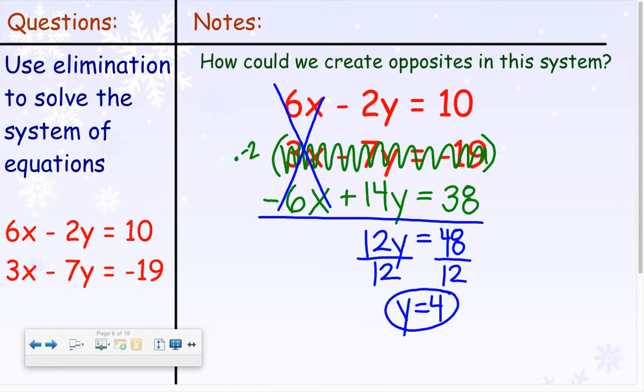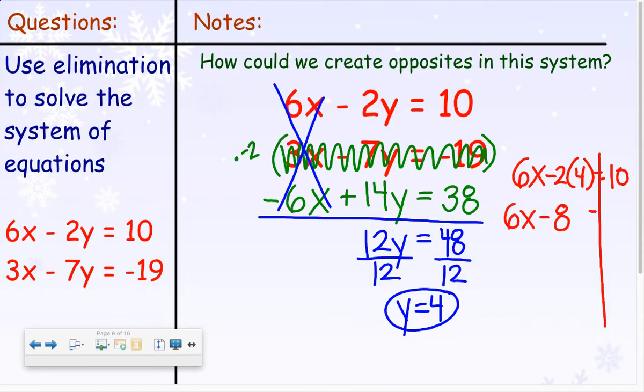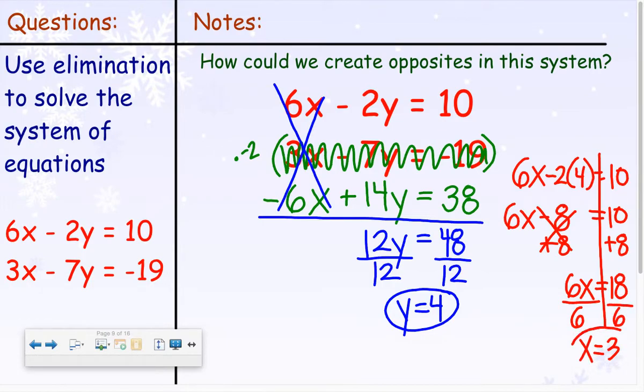Then I'm going to take 4 and plug it in my top equation in order to get my other coordinate point. Really, you can plug it into any equation. I just always pick the top one. So 6x minus 2 times 4 equals 10. Negative 2 times 4 is negative 8. Add 8 on both sides. Divide both sides by 6. And we end up with x equals 3. So our ordered pair for this system where they would intersect is 3, 4.